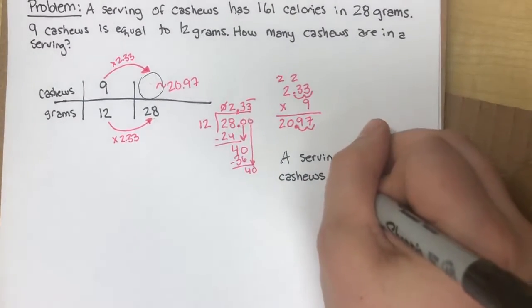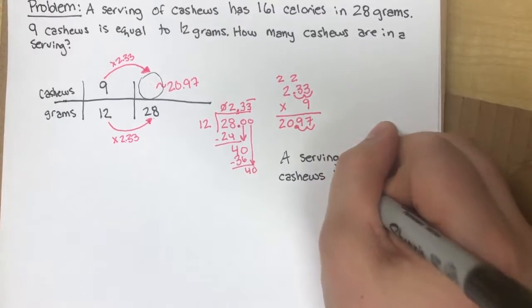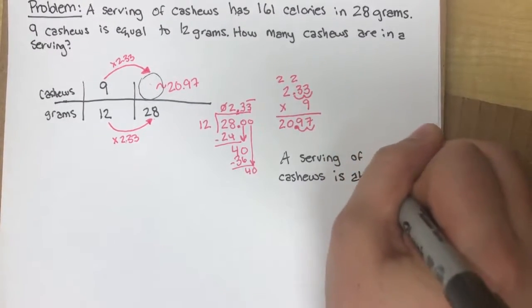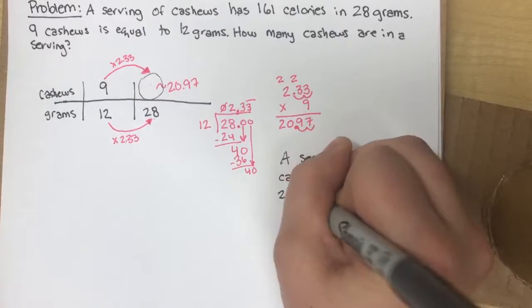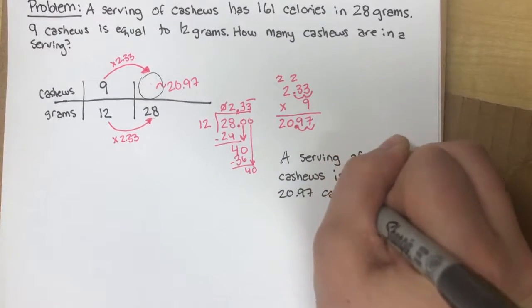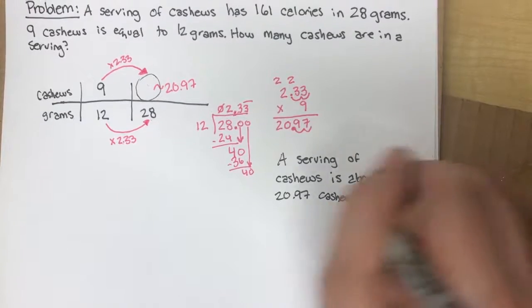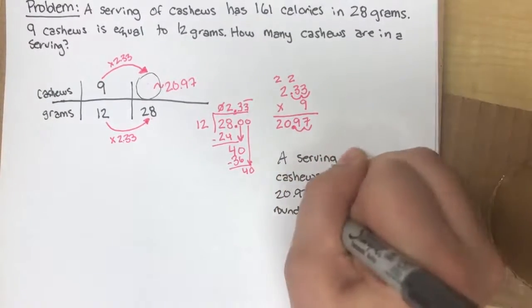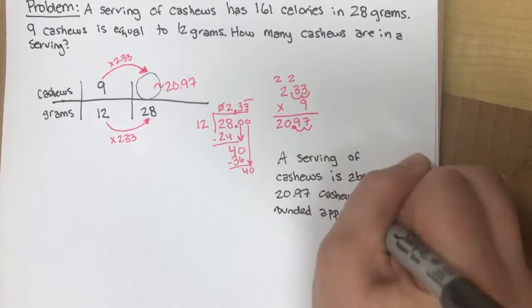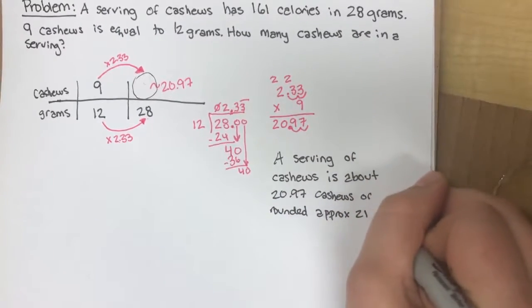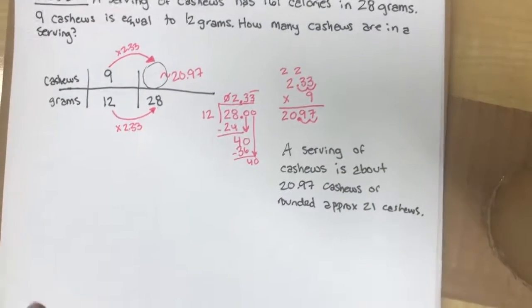Okay, so a serving of cashews, answer: a serving of cashews is about 20.97 cashews, or if you want to round up, it's approximately 21 cashews. And that's it.